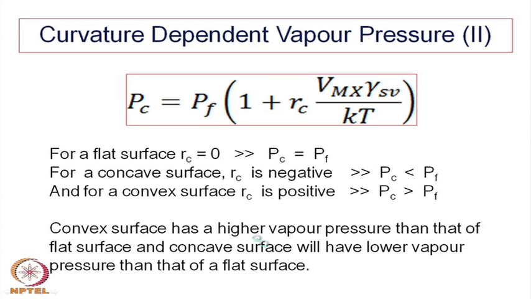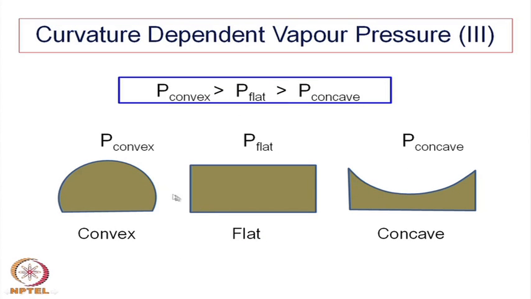This is what we have already discussed, just a pictorial representation. The curvature dependent vapor pressure: we have a flat surface there. This is a convex surface, this is a convex surface, and this is a flat surface, and this is a concave surface. Okay. So, these are the same composition kept at the same temperature, but just because their radii of curvature are different, the vapor pressure will be different.